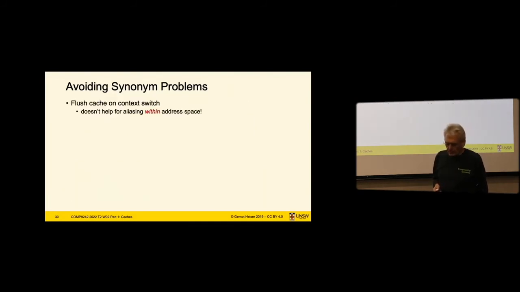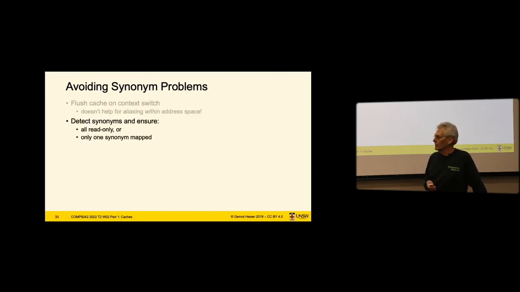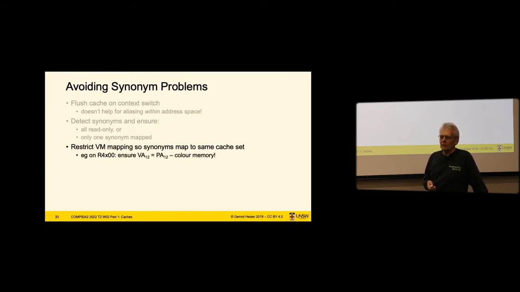So the way to avoid synonyms, the easy one is just to flush on a context switch, which doesn't actually help for synonyms within the address space. Another is hardware synonym detection, or restricting mapping so you maintain the color in mappings. Basically, that means you map odd virtual pages onto odd frames and even virtual pages on even frames. So you restrict the liberty of memory mapping and therefore enforce by software that this lower order bit in the page number that's used for cache lookup remains invariant under address translation. That's an invariance imposed by the operating system by managing its mapping, and that avoids synonym problems.